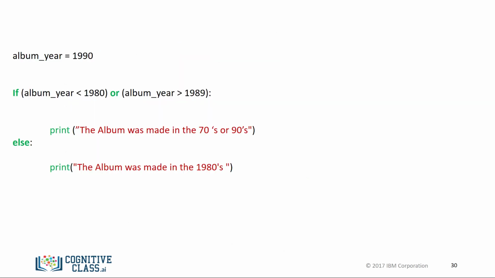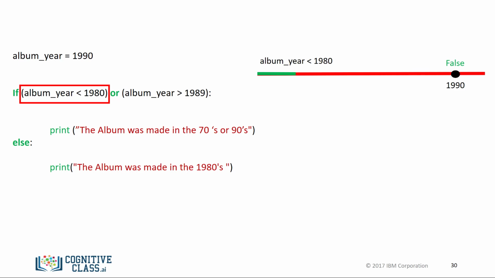The following lines of code will print out: this album was made in the 70s or 90s, if the variable album year does not fall in the 80s. Let's see what happens when we set the album year to 1990. The colored number line is green when the condition is true, and red when the condition is false. In this case, the condition is true.